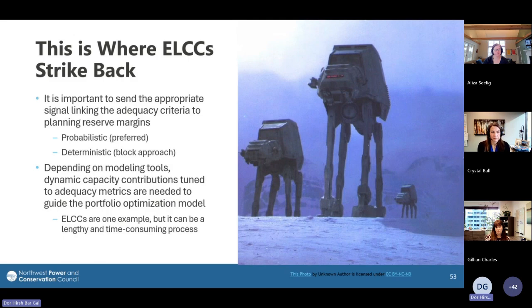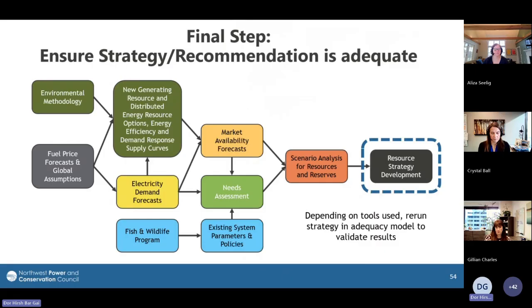ELCCs are just one example, but from a portfolio perspective, it is very time consuming. And it could also be quite costly depending on how costly your runs are to do. And so ELCCs can come back at the end of a needs assessment if you use the adequacy results to derive them.